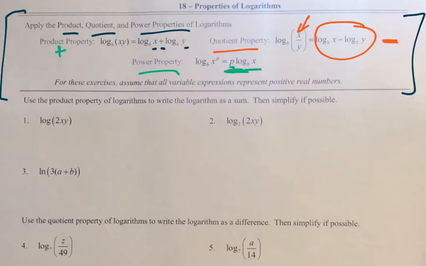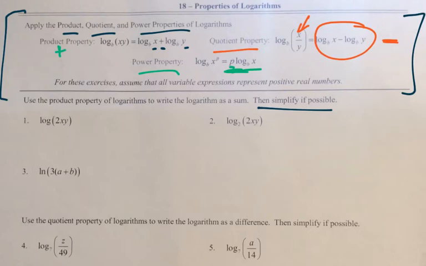Okay, so we're going to use the product property of logarithms to write each logarithm as a sum. And then we're going to simplify if possible. The simplification is going to come from the properties that we saw in section 4.2, the very basic ones.